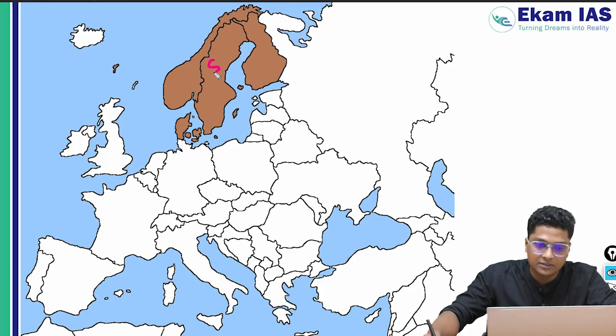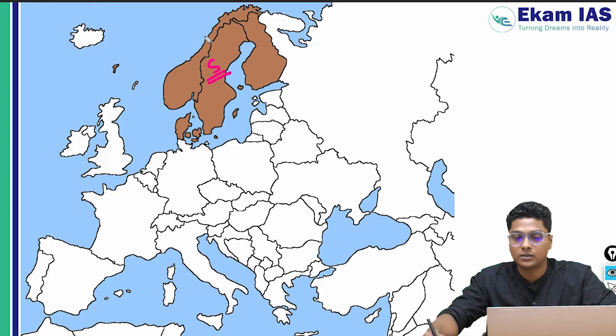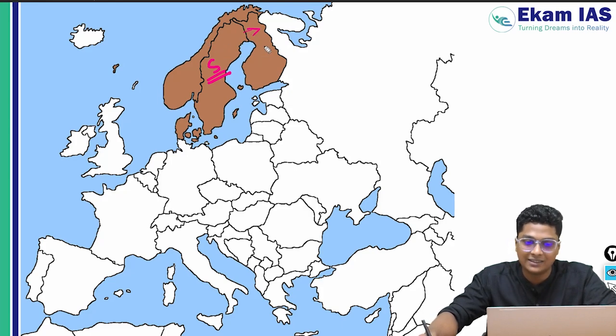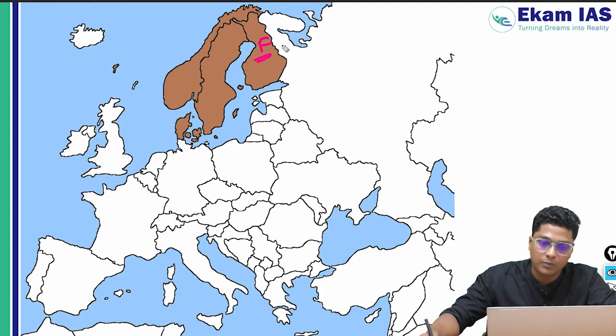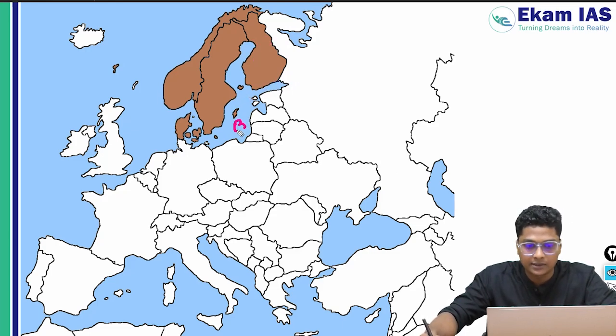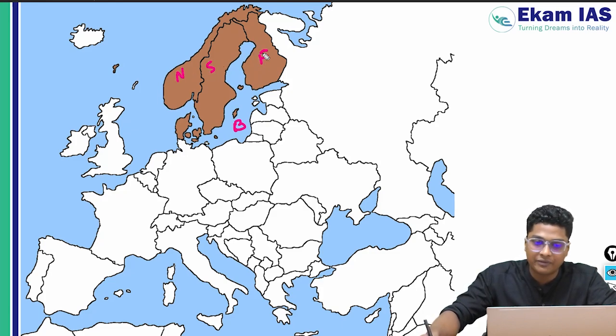Also, this region is Sweden. Sweden is not sharing border with Russia, but Sweden is sharing border with Finland as well as Norway, and this is Finland. Finland has one of the longest borders with Russia, directly sharing border with Russia, and in this portion, Russia is open to the Baltic Sea. This is the Baltic Sea. So we have seen three nations here: Norway, Sweden, and Finland.